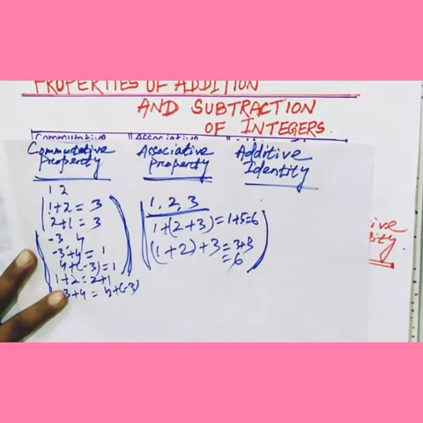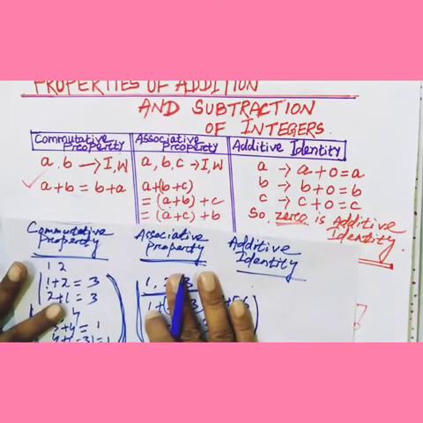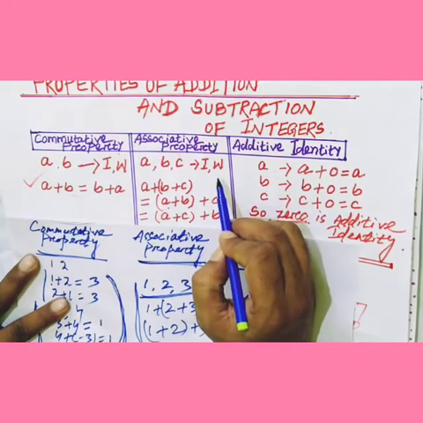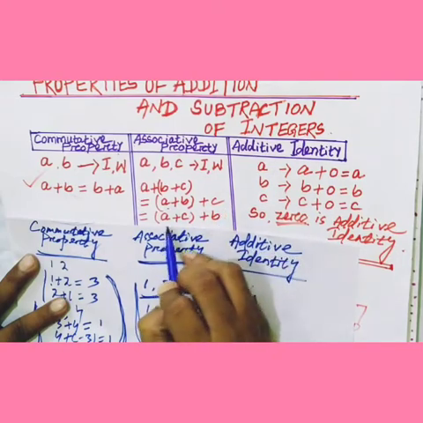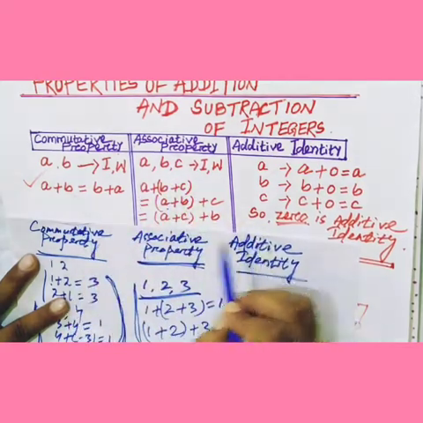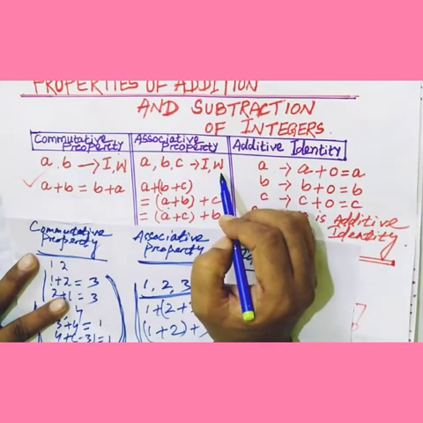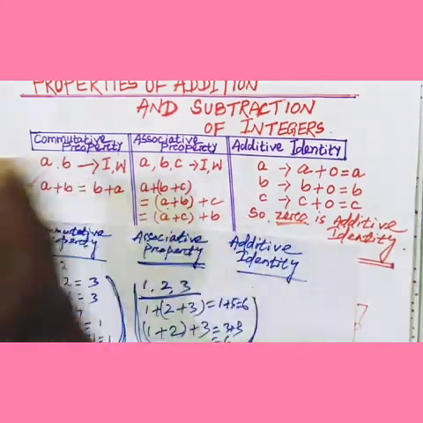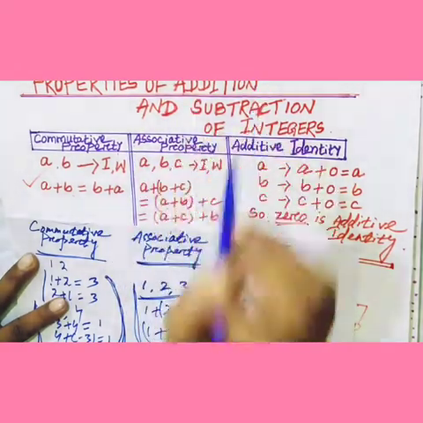For a general expression, symbolically: if A, B, C belong to integers or whole numbers, then A plus B plus C equals A plus B plus C, equals A plus C plus B. That means if we add three numbers, integers or whole numbers, in a different order, the sum will be the same. This is the associative property of addition.